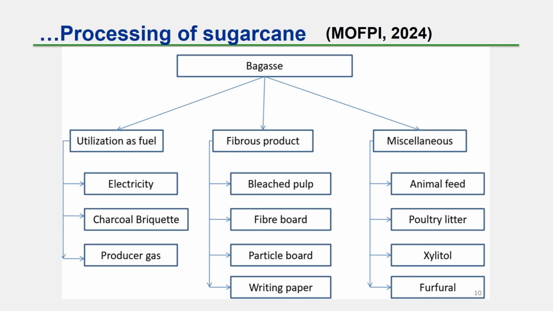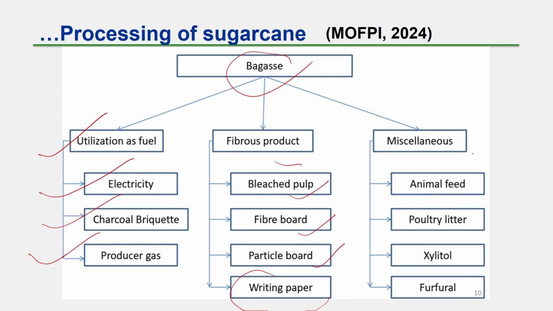Now, what are the uses of bagasse? You can check. There are a number of uses for bagasse. It can be utilized as a fuel in rural areas. It can be used to generate electricity. It can be used to prepare charcoal briquettes. It can be a producer gas, and it can also give fibrous products like writing paper, particle board, fiber board, bleached pulp, and so on.